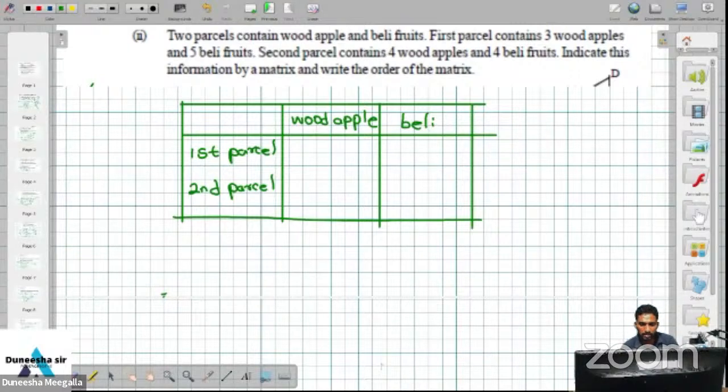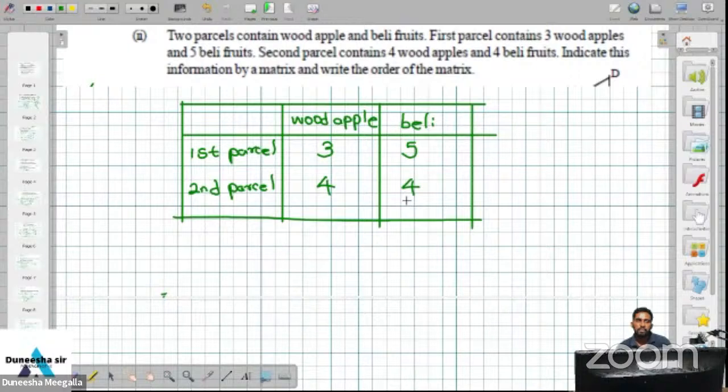Okay. How many wood apples in the first parcel? Is it 3? How many berry fruit in the first parcel? It's 5. Second parcel: wood apple 4 and berry fruit 4.